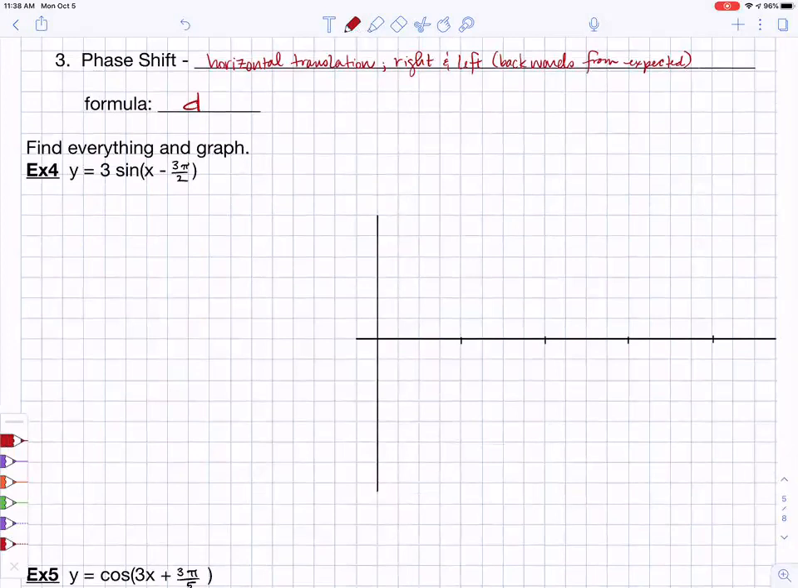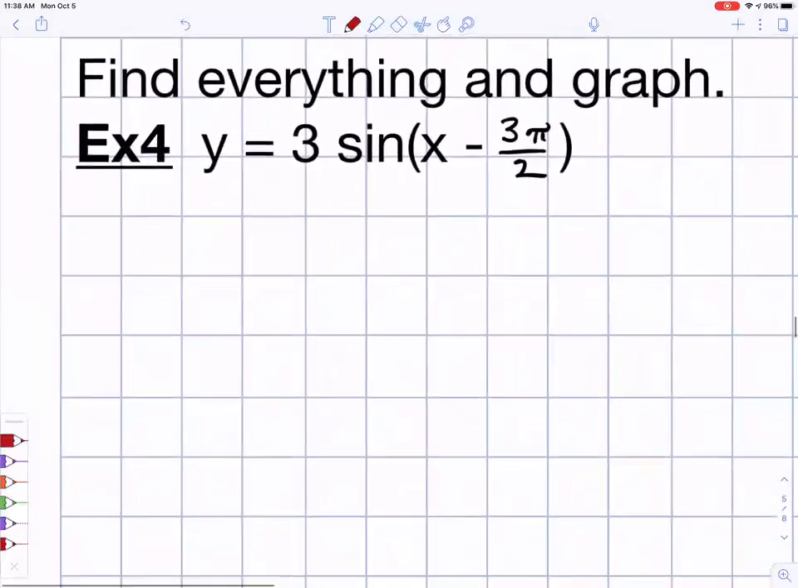Okay. So now let's talk about shifting. This is a horizontal shift, a right and left shift. Do you guys remember what was weird about this in Math 110? Yeah, it always went opposite from what you expected it to do, okay? So let's just jump right on in. So what's my amplitude? 3.